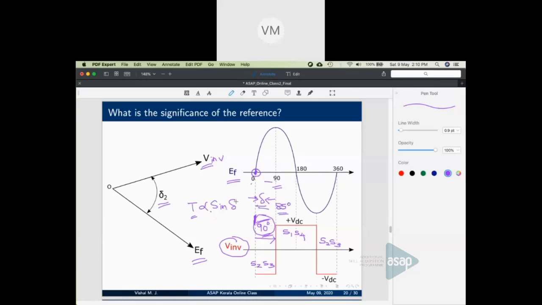In true synchronous mode, TSM, the stator frequency was your control variable. In self-control mode, delta is your control variable. Hope the concept is clear. Earlier, you were varying the frequency. Here, you are varying the phase. That is the difference between these two modes of operation.